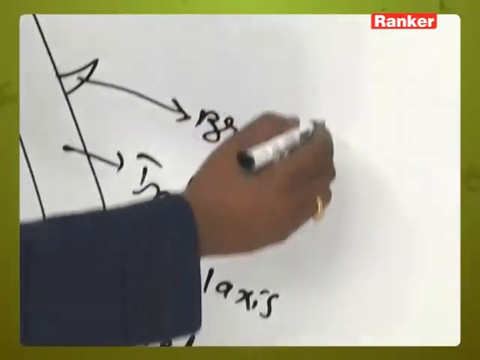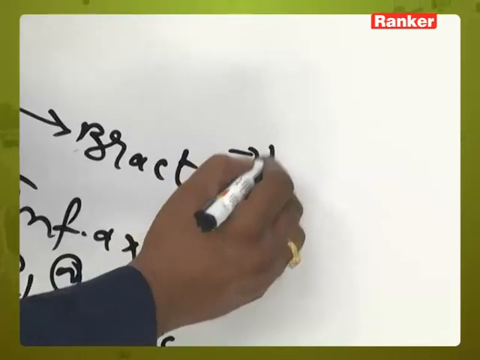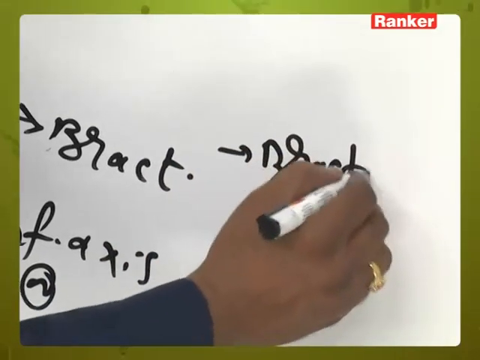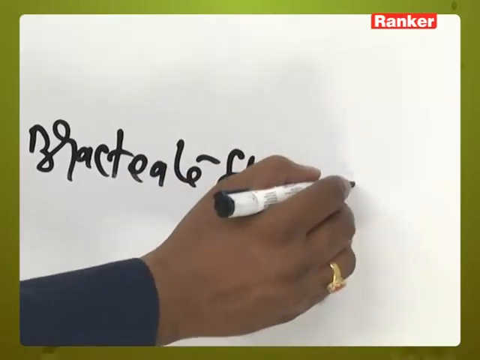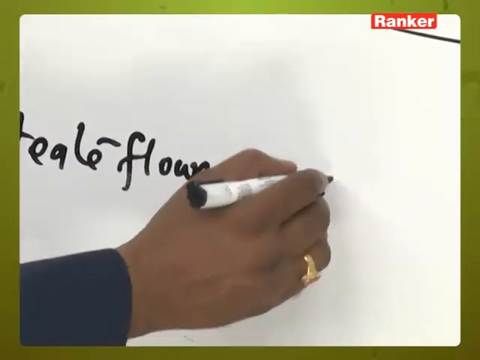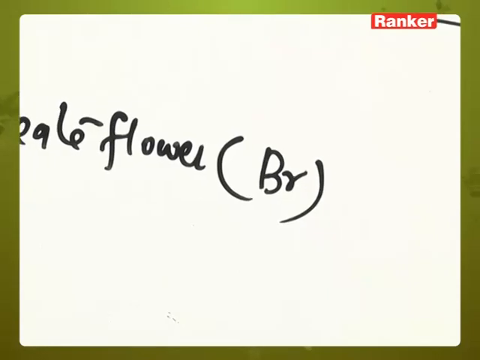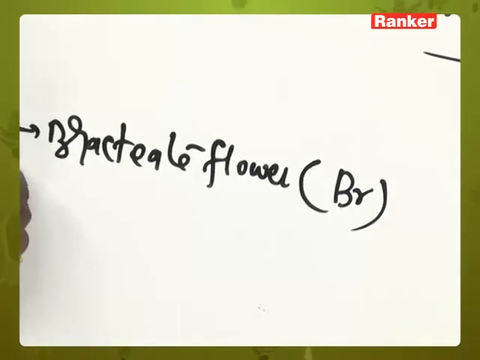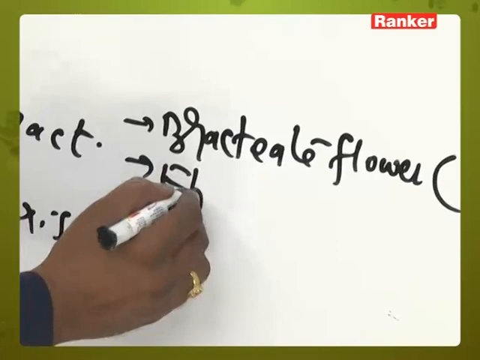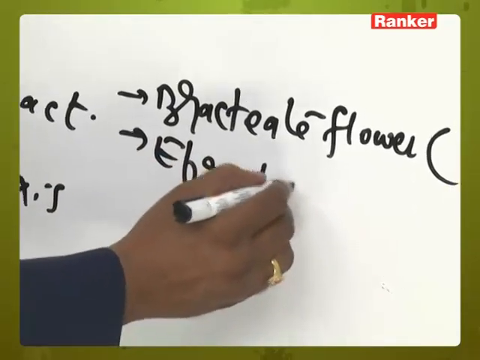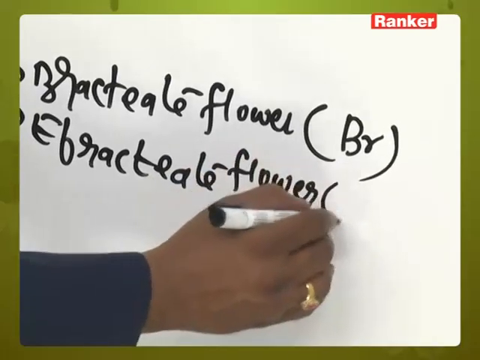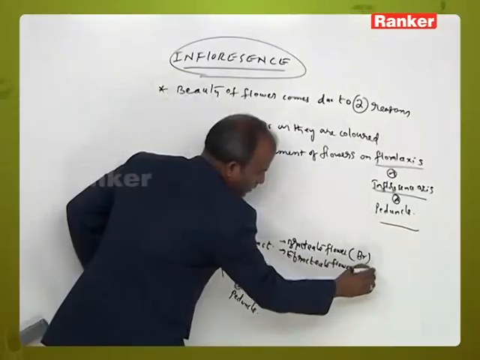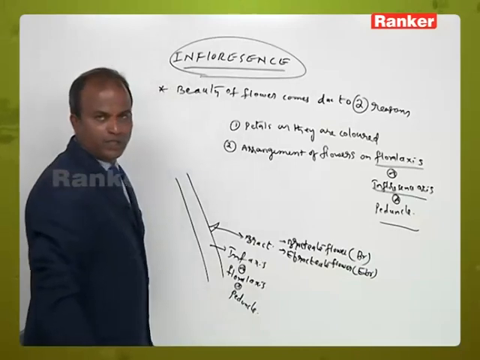If a bract is present, then that flower is called as a bracteate flower. In floral formula, it can be represented with Br. If bract is absent, then it is called as ebracteate flower. In floral formula, it can be represented with EBr.